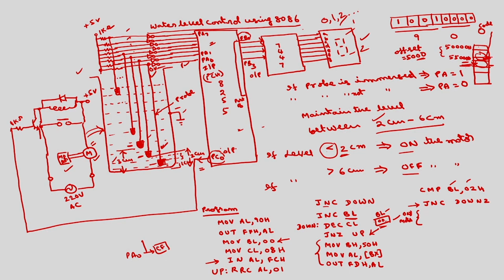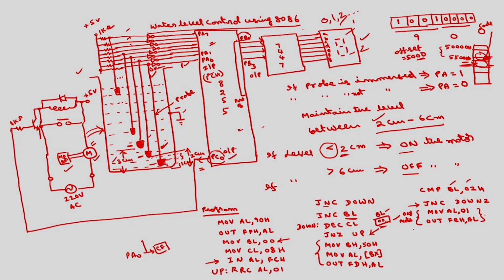So now to on the motor, PC0 is connected simply. This is a very simple program. Move AL comma 01. So the last bit will be 1, out onto port C. Port C address is FEH comma AL. So this will be executed whenever the level is less than 2 centimeters, it will on the motor.